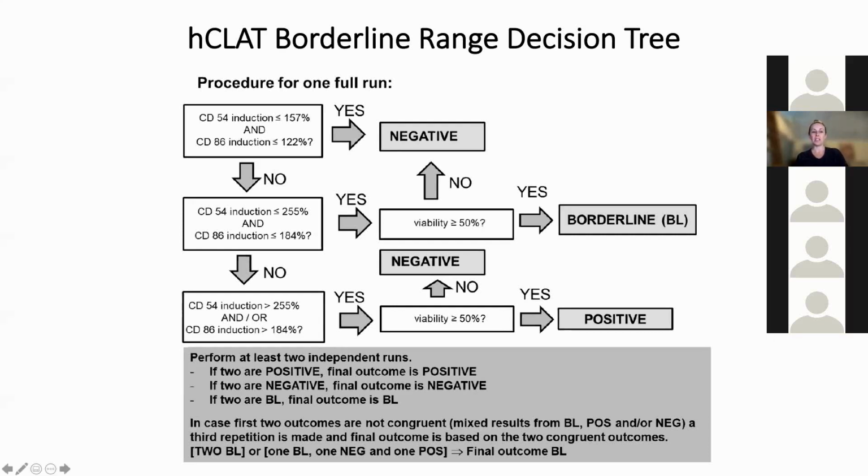So again, these very clear and easy to follow flowcharts will allow you to decide whether or not your test result is borderline and whether you need to perform an additional independent run. So the expectation for both KeratinoSens and HCLAT is that 2 independent runs are performed to conclude on whether or not a substance is a final outcome of positive, negative, or borderline.